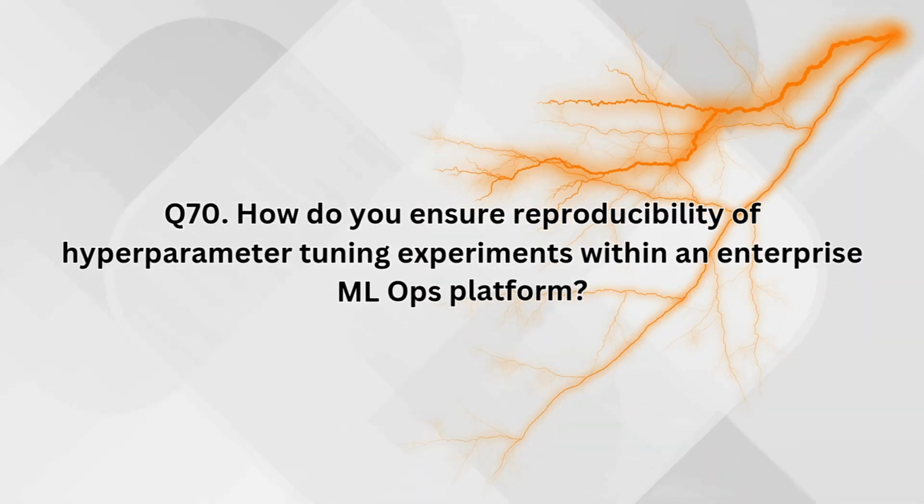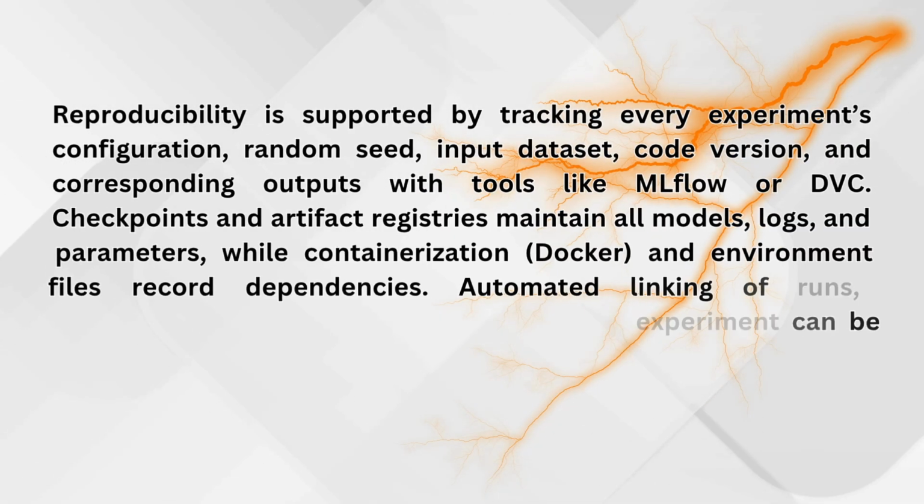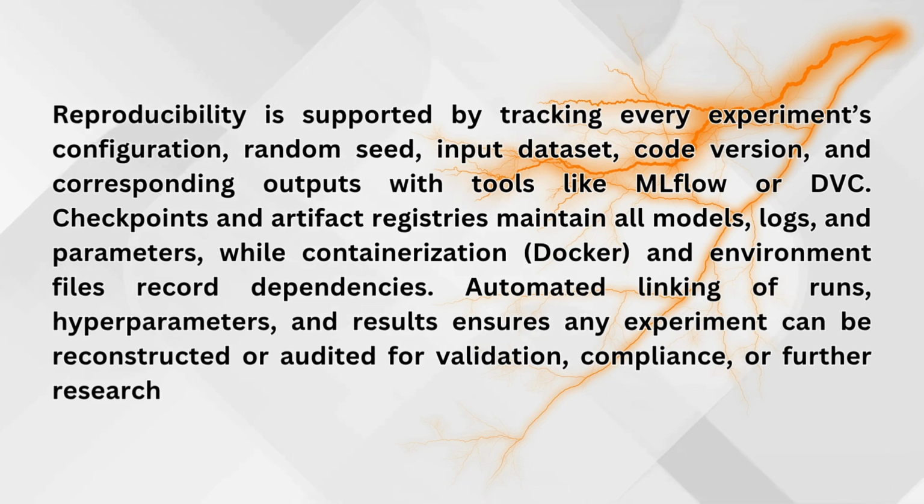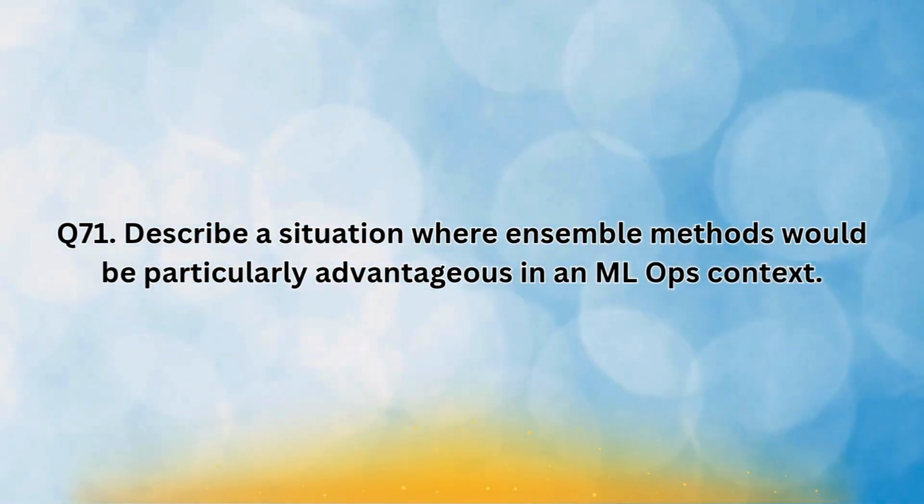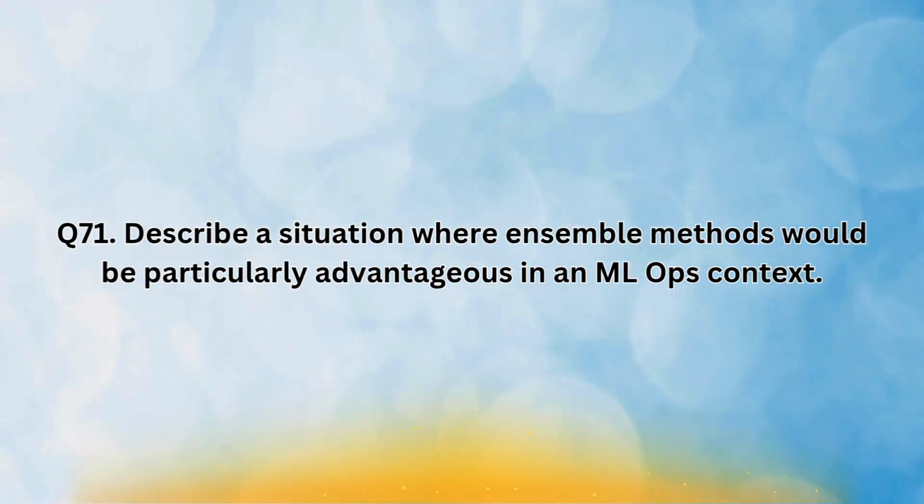How do you ensure reproducibility of hyperparameter tuning experiments within an enterprise MLOps platform? Reproducibility is supported by tracking every experiment's configuration, random seed, input dataset, code version, and corresponding outputs with tools like MLflow or DVC. Checkpoints and artifact registries maintain all models, logs, and parameters, while containerization, Docker, and environment files record dependencies. Automated linking of runs, hyperparameters, and results ensures any experiment can be reconstructed or audited for validation, compliance, or further research.